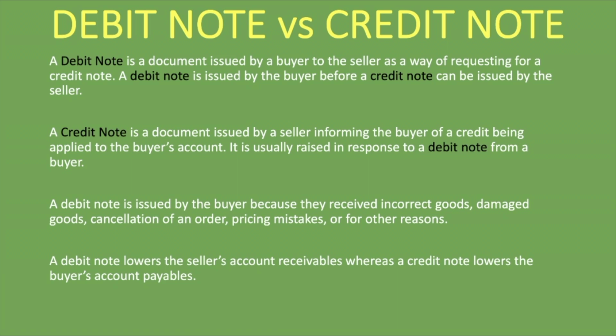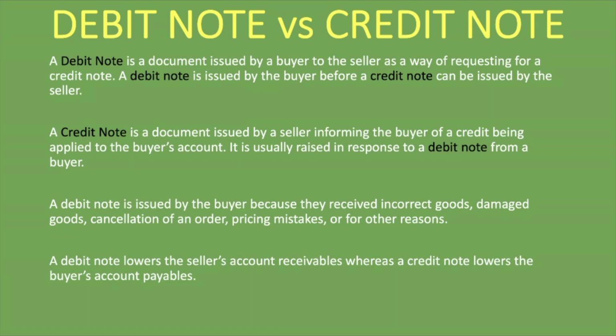the buyer has not paid as of yet, then the seller will record accounts receivable because he's yet to receive this money. But once a debit note is received, then it will lower that accounts receivable because the buyer will not owe the money, depending on what the reason is for the issuing of the debit note. And the credit note lowers the buyer's accounts payable.